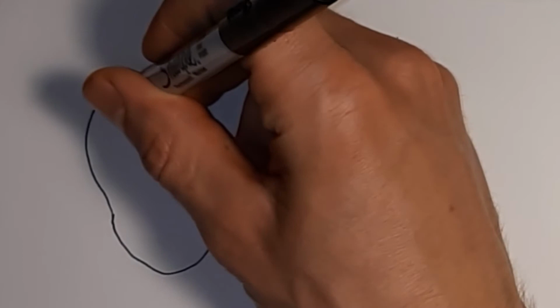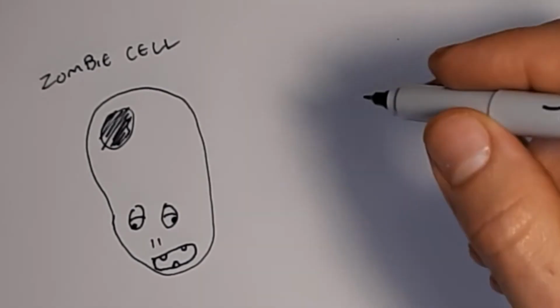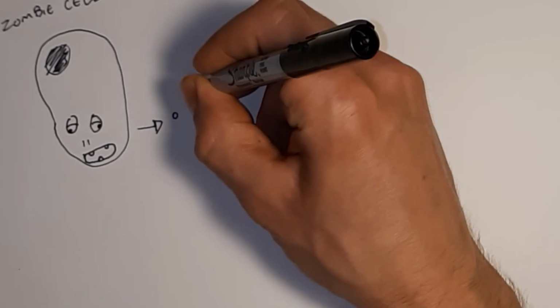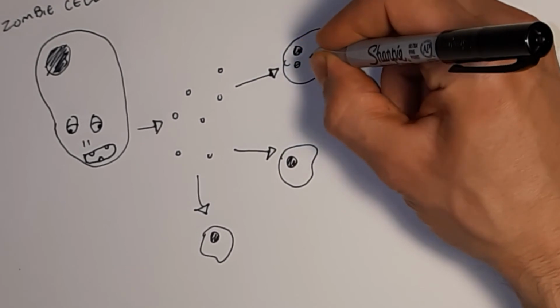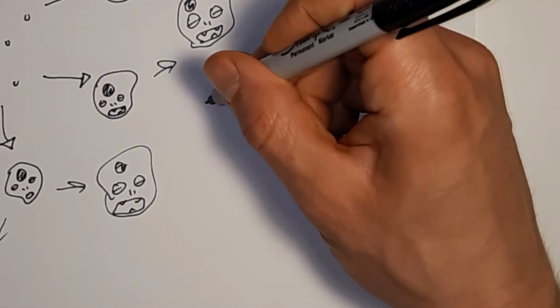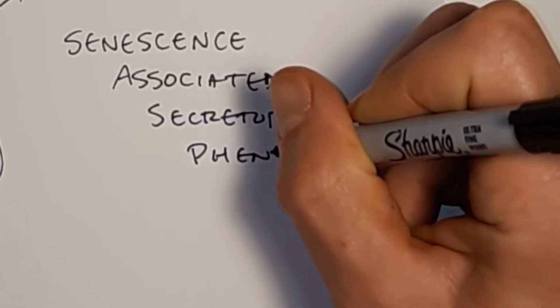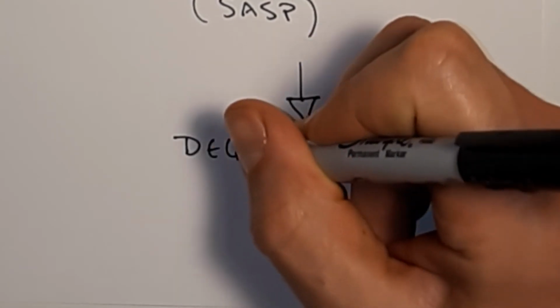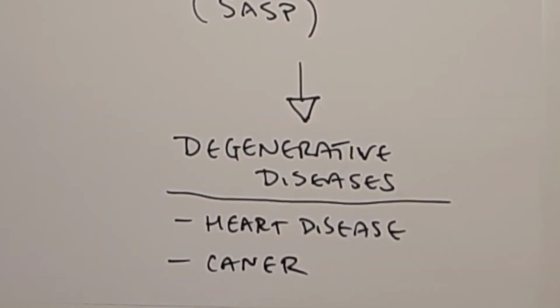Senescent cells are like zombies, not quite dead, but not quite alive. And interestingly, they have the capacity to turn nearby cells into more zombie cells by releasing pro-inflammatory molecules into their surroundings. This process is called senescence-associated secretory phenotype, or SASP. This bystander effect can lead to the very abnormalities senescence tries to avoid. This includes degenerative diseases like heart disease and cancer.